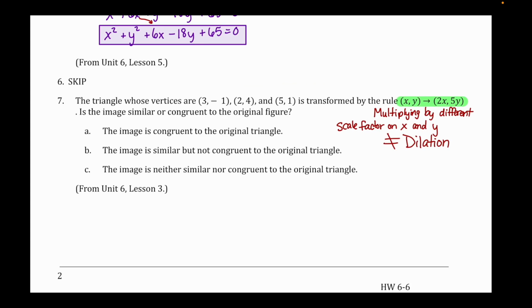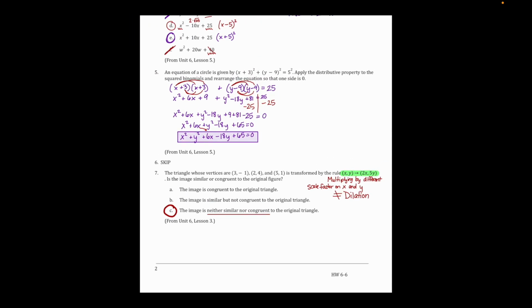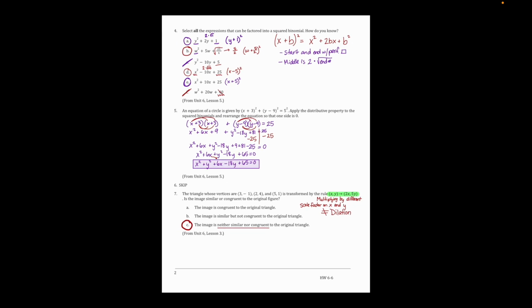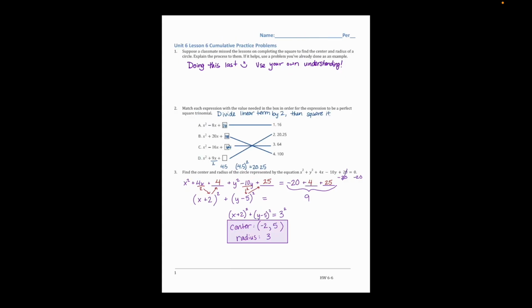So our answer is really going to be choice C down here, which is that the image is neither similar nor congruent. Neither similar nor congruent, because it's not a rigid motion and it's not an even dilation. So that's all for question 7. Now I did skip question 1 at the end. So let's go back to question 1 and see if we can actually express this a little easier.